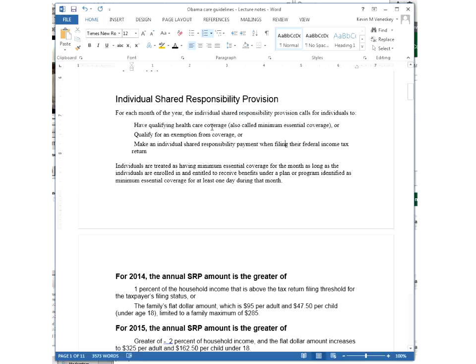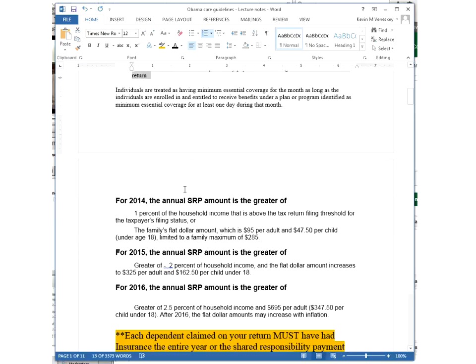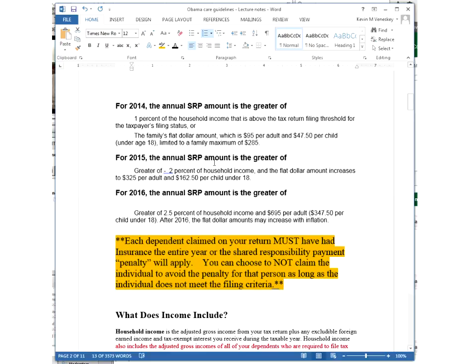All right, so what does it mean exactly for the shared responsibility provision, this Affordable Care Act? So you either qualify for an exemption or you have to have health insurance. If you don't have either of those two, then you are going to make a shared responsibility payment. The payments are right down here, and you'll notice that they go up quite a bit from year to year. And then in 2016 they start to, or 2017 they'll be about the same as 2016. But for this first year, it's $95 per person, or $47.50 if you're a dependent, or child, I should say.